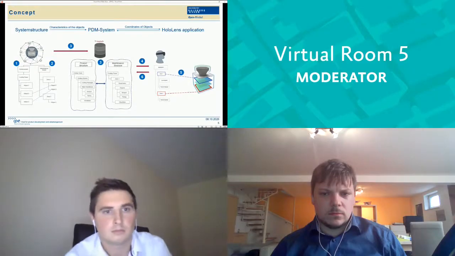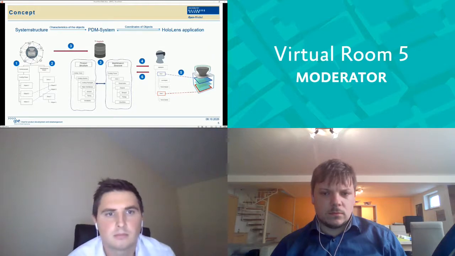The concept for component recognition consists of 3 essential system elements: the system structure, a PDM system, and the HoloLens application. Within the system structure, 2 model types are created, the system model and the maintenance model. The system model describes the classical structure of the industrial plant with the respective assemblies and objects. In the maintenance model, the objects are assigned to corresponding zones or areas within the plant.